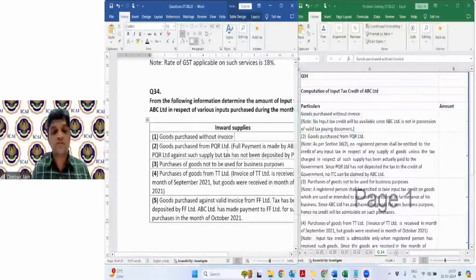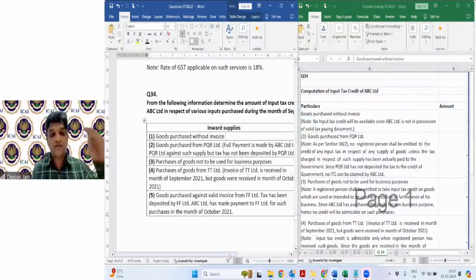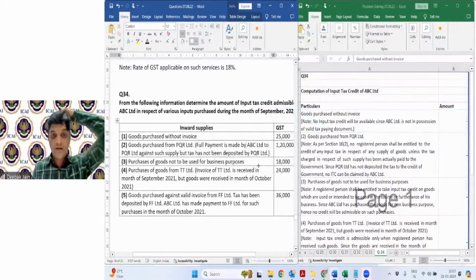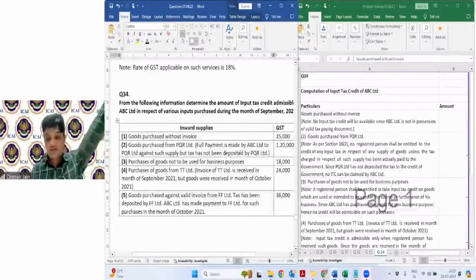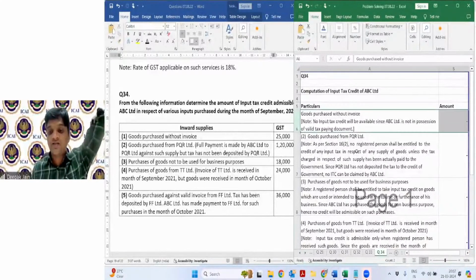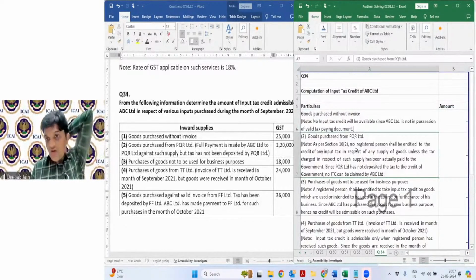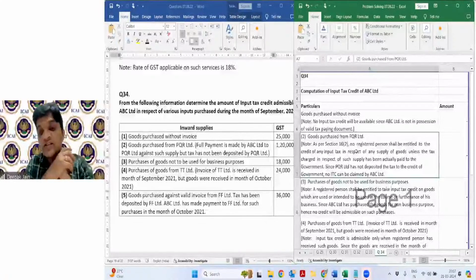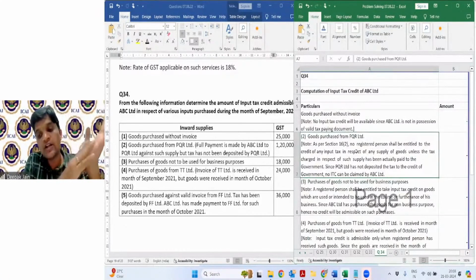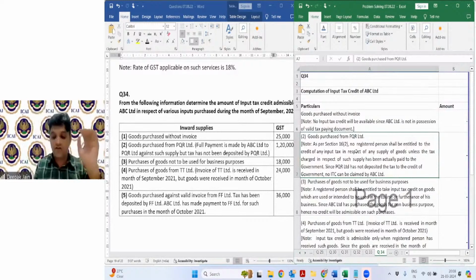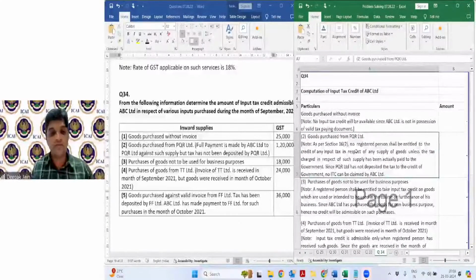Second scenario, goods purchased from PQR Limited. Full payment is made by ABC Limited against supply, but tax has not been deposited. Now he has not deposited the tax, so no registered person shall be entitled to credit of any ITC in respect of supply of goods unless the tax charged in respect of such supply has been actually paid to the government. Since PQR has not deposited the tax, I cannot claim the ITC. इसके ऊपर भी credit नहीं मिलेगा.